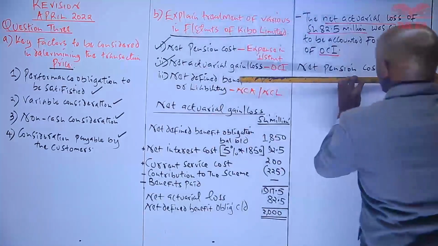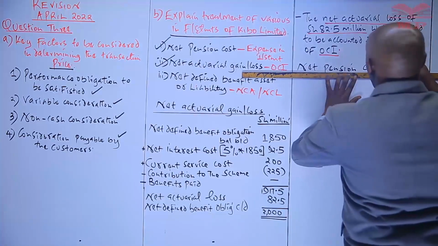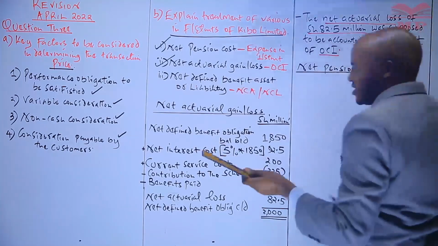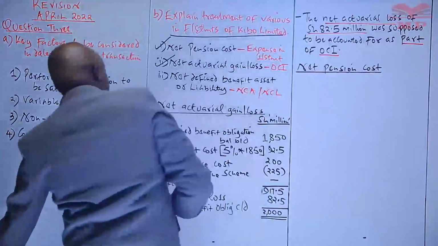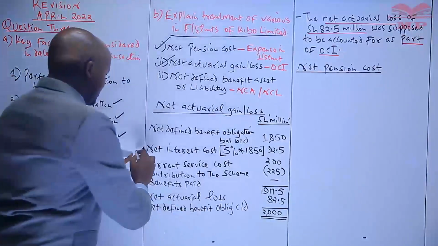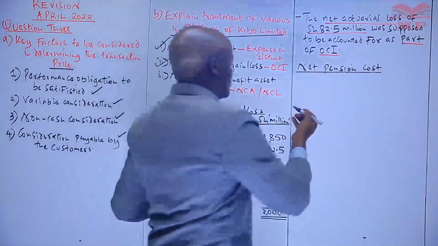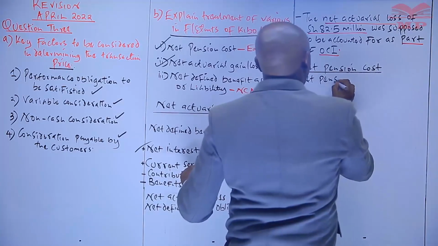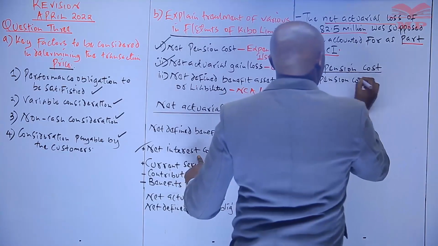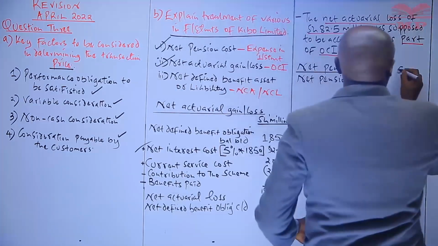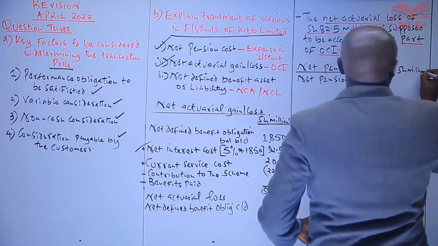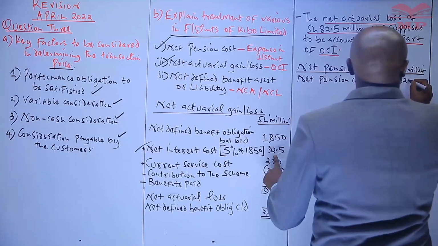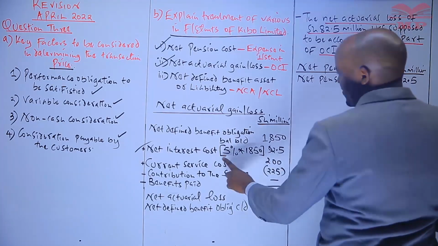So to compute this particular amount of net pension cost, we take a number of items here. One, we take this net pension cost. How much is that? That is an amount of 92.5. This is an item of expense.